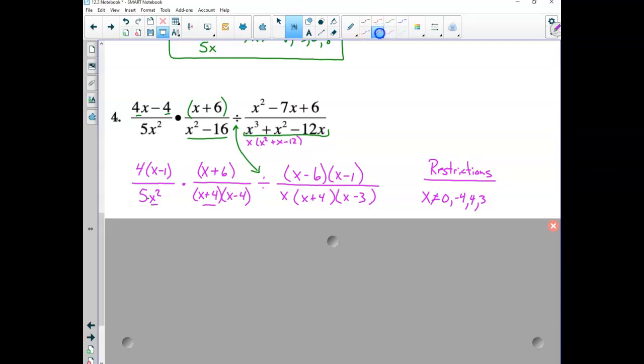I got one of negative 4. I got a restriction of 4. That 0's been listed. That 4's been listed. And I got a restriction of 3. And then I'm like, question mark.